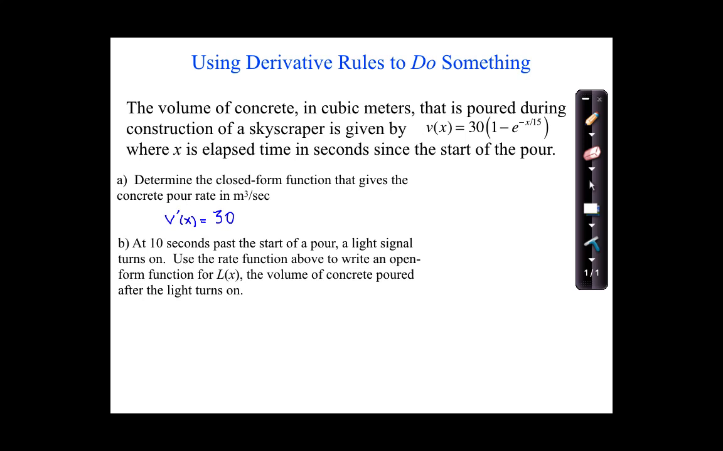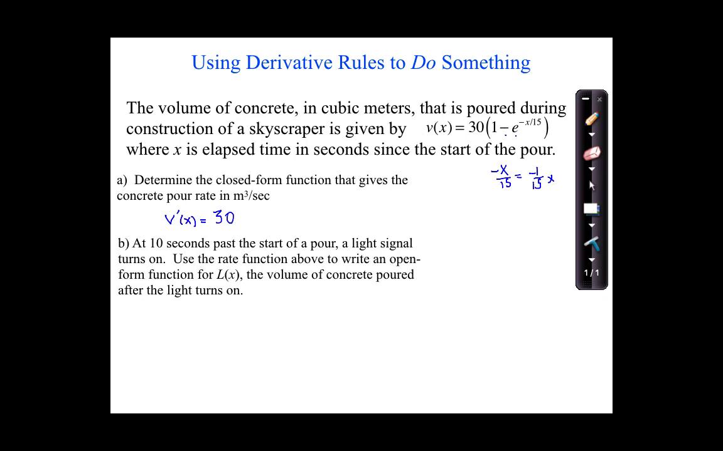Well, the 1 part, that goes away, it's a constant. So really all I have to think about is what's the derivative of negative e to the negative x over 15? And keep in mind that negative x over 15 is the same as negative 1/15 x. So you don't have to use quotient rule. Although if you did, you'd get the right answer, just maybe with more work.